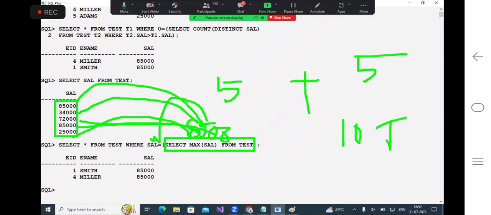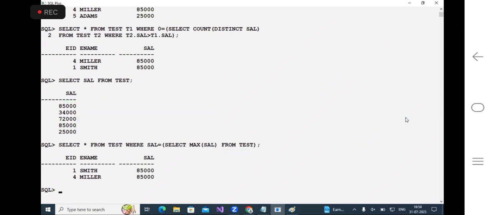Non-correlated. That's correlated, 99.99 percent of people are not using it in real time. Okay? Because performance-wise, it is very, very low. Because of that reason, it compares that many times. That's why you should also focus on non-correlated. Okay, so this is how we can find your highest.